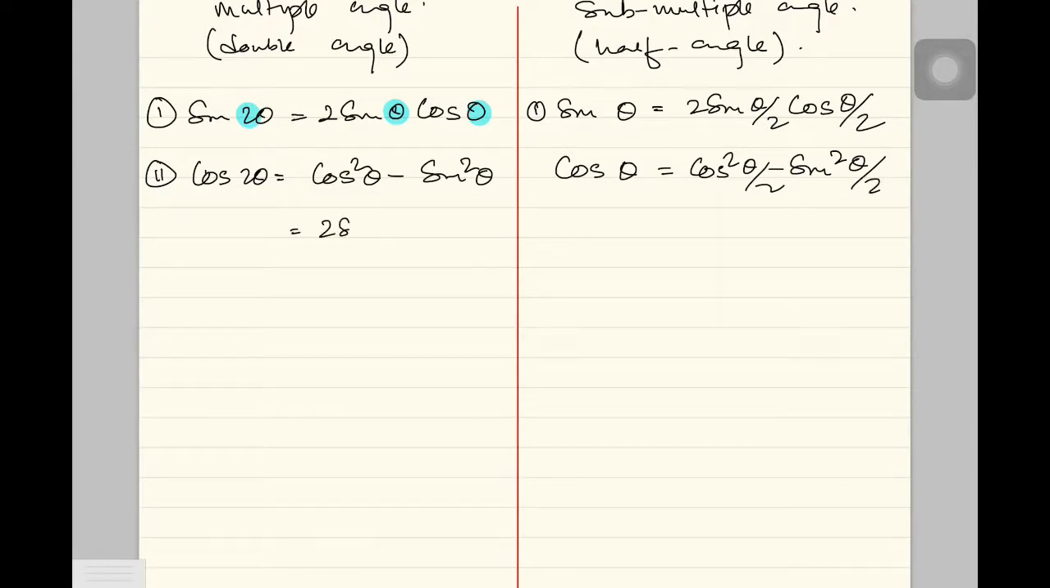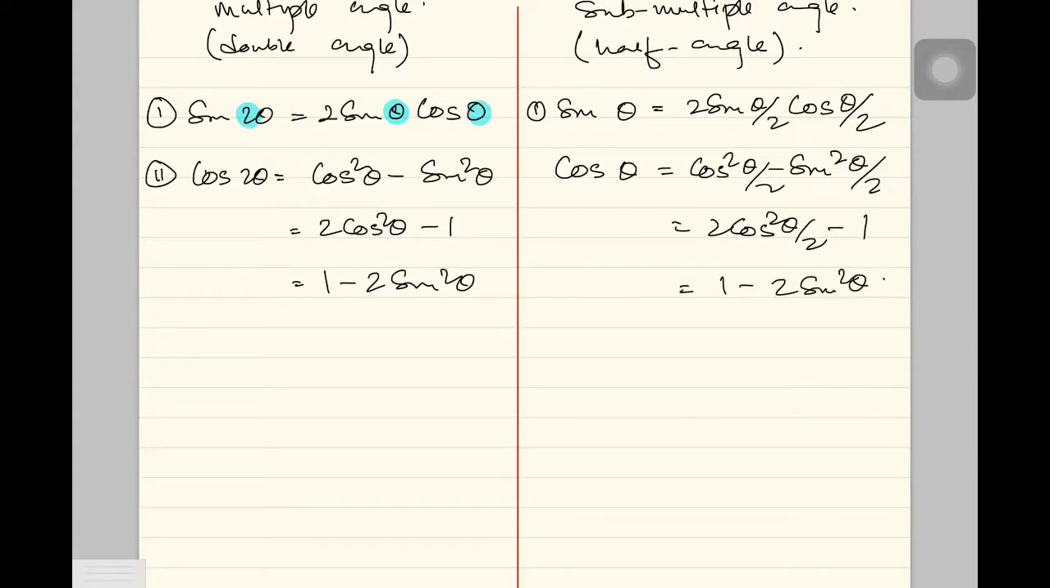Here it will be 2 cos square theta minus 1. Here you'll get 2 cos square theta by 2 minus 1. My mistake, sorry, there's a small mistake here. That's the correct sequence. Cos comes first. Then 1 minus 2 sine square theta, and here 1 minus 2 sine square theta by 2.